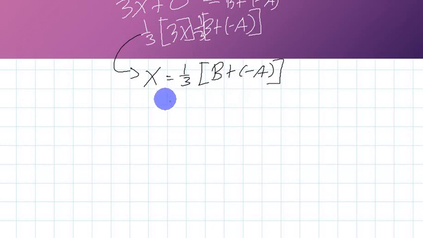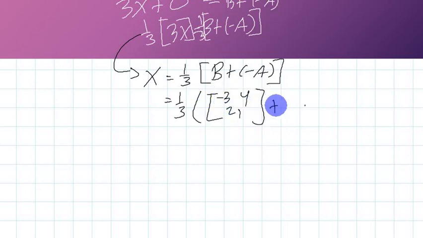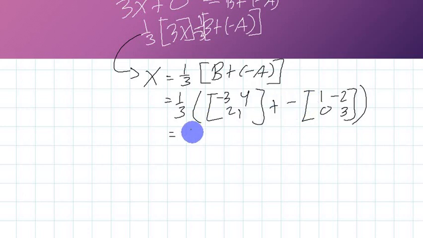So we can do that. We can have the scalar 1/3 multiplied by our B. There you go. There we'll have our matrix B as here negative 3, 4, 2, 1 plus the negative of matrix A, which is 1, negative 2, 0, and 3. So performing this operation here, you can distribute 1/3 to both matrices, or you can add these matrices first. So therefore, I'll do that.